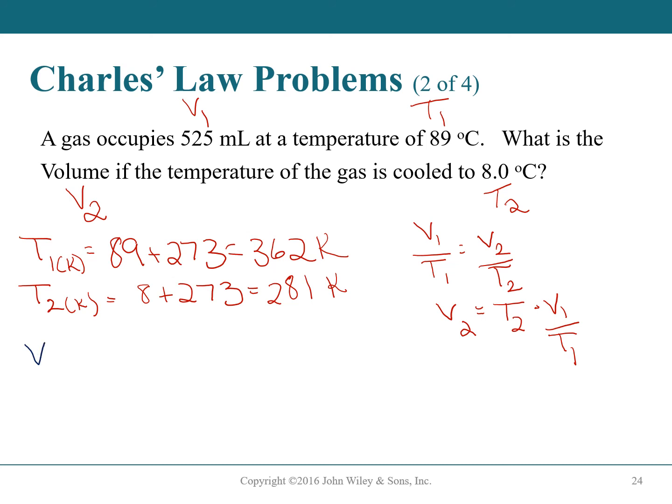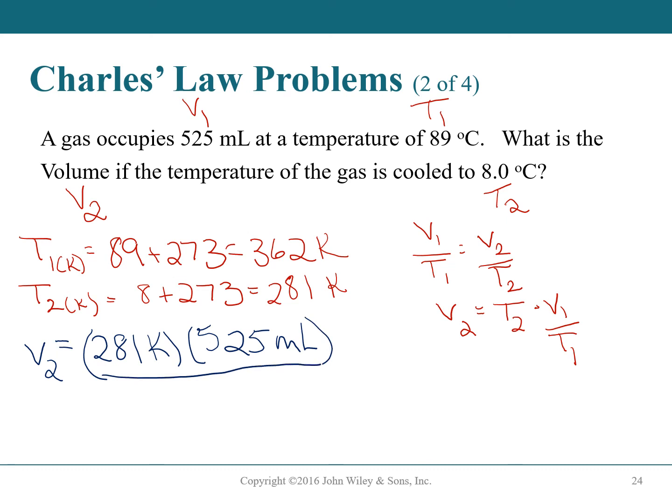So V2 is equal to T2, that's 281 Kelvin, times V1, which is 525 milliliters, divided by T1, which is 362 Kelvin. Notice how my units cancel out. Our answer will be in 3 significant figures. So 281 times 525 divided by 362, and we get 408 milliliters.